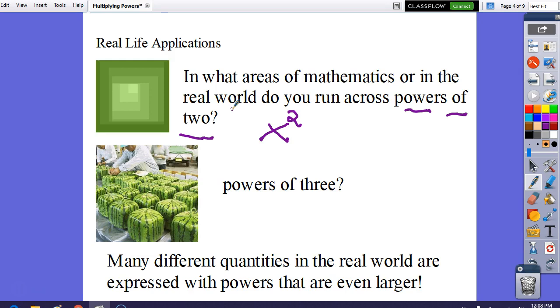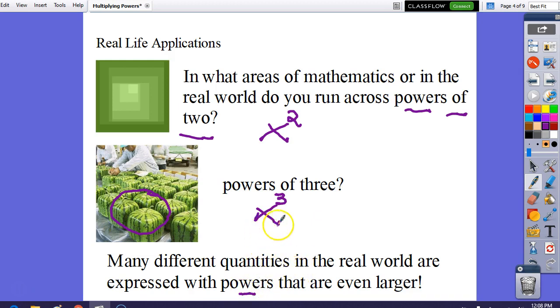If we look at powers of 3, this is a cool example showing the volume of a watermelon that's grown in a box. Powers of 3 would look like x to the third power. And when we have something raised to the third power, we're talking about volume. We can talk about fish tanks. We can talk about the amount of water held in a tank, in a tub, in the back of a toilet. All kinds of things have volumes. So many different quantities in the real world are expressed with powers.